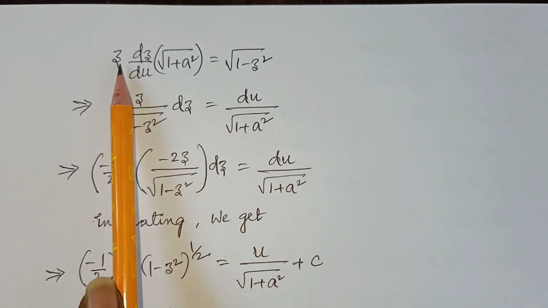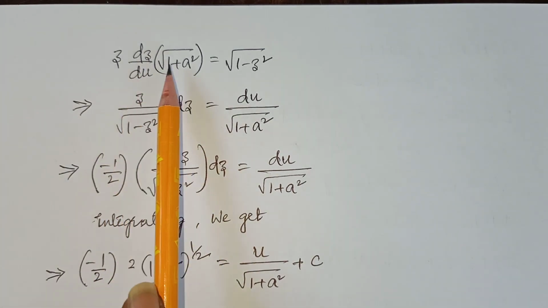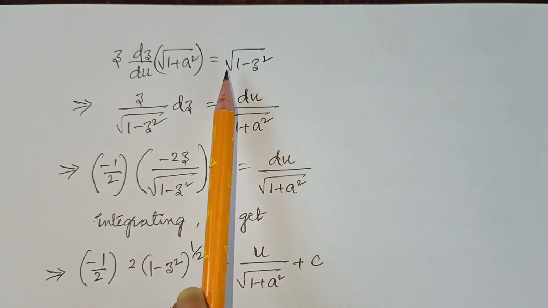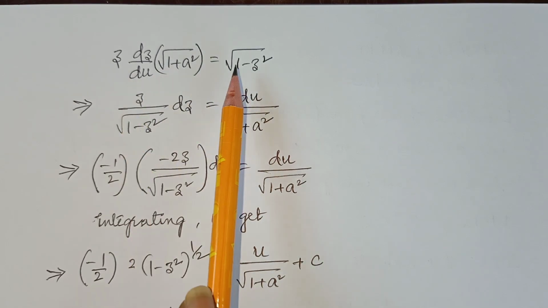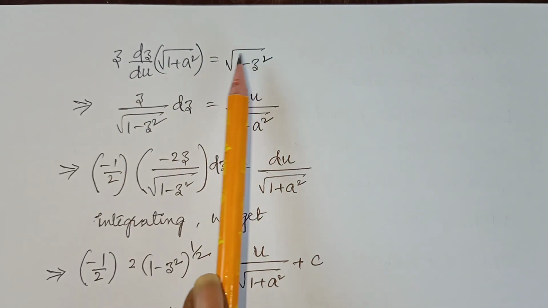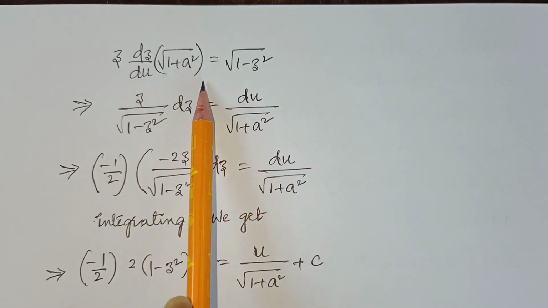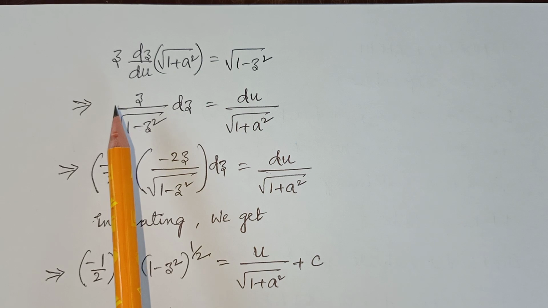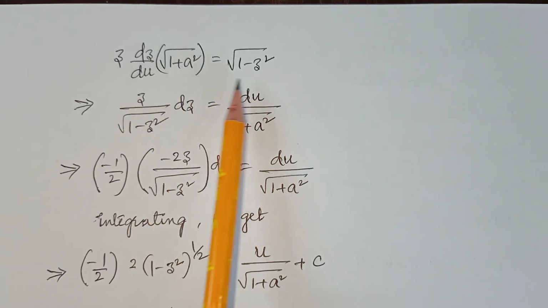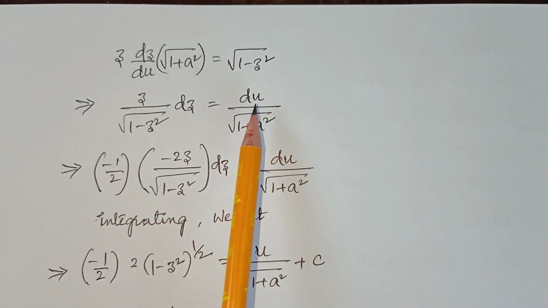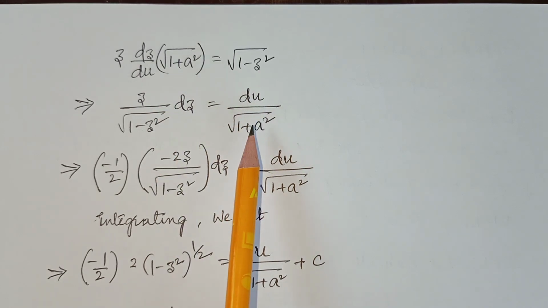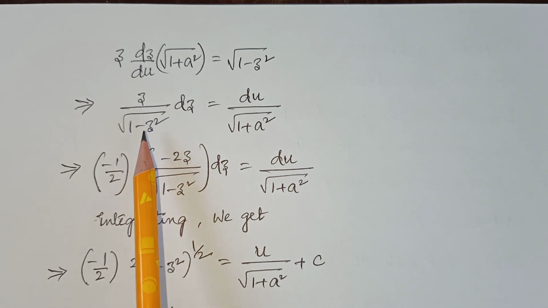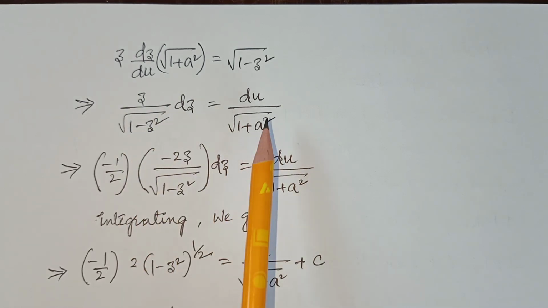Now if I take this to the right side, it will become square root of 1 minus z square by this 1 plus a square, square root of 1 plus a square it will be. Now separating the variables, z terms on one side and u terms on another side, some constants. Here the constant is root over 1 plus a square. Separating the z terms, z by root over 1 minus z square dz is equal to du by root over 1 plus a square.